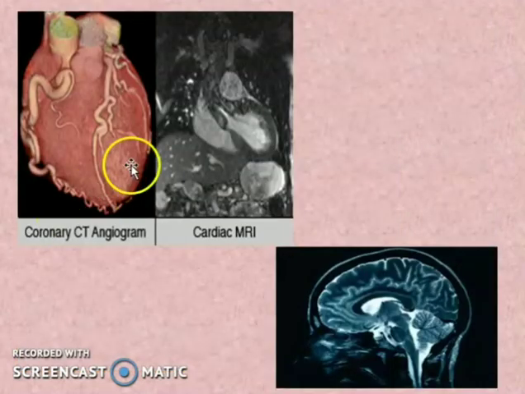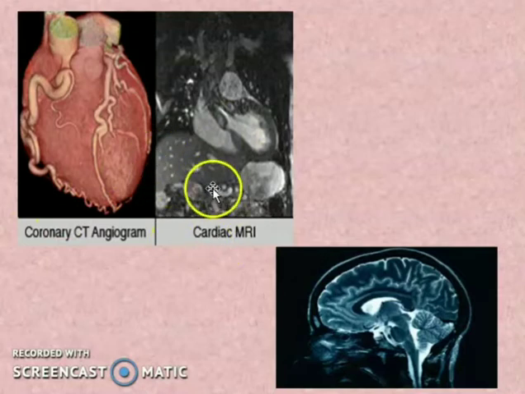So this is the MRI of a heart, and this is the MRI of a brain. So how can we get the MRI of this?